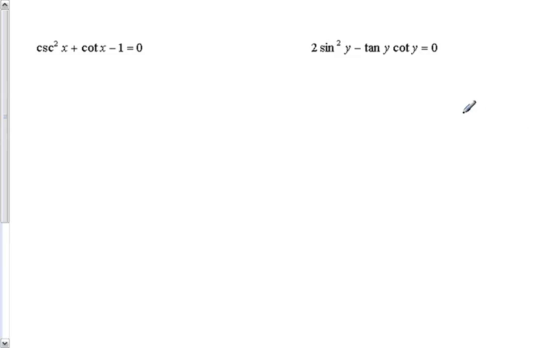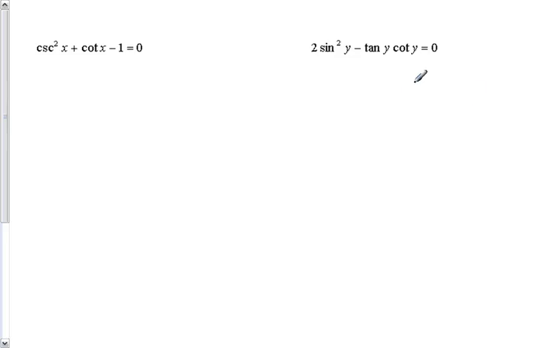All right, let's take a look at 2 sine squared y minus tangent y cotangent y equals 0. First things first, I've got sine squared and a tangent. They don't mix. They are just ex-boyfriend and girlfriend, and they aren't getting back together. So let's see what we can do.